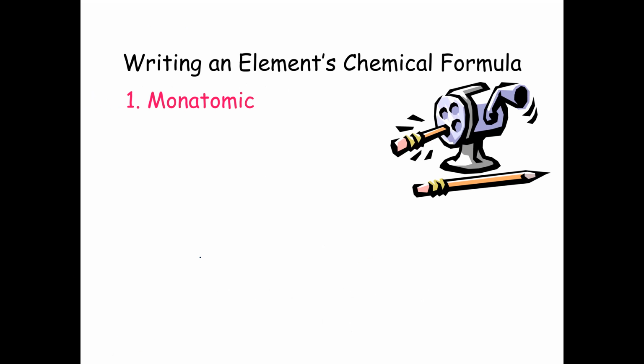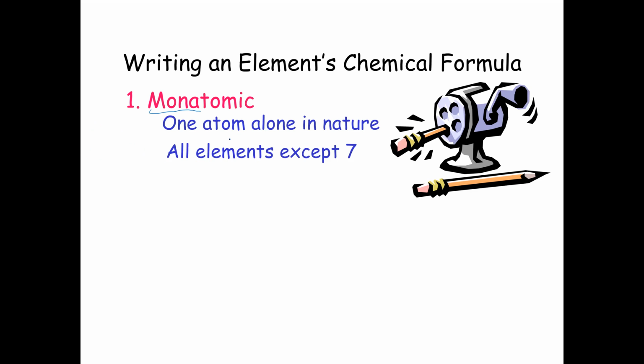So when we're writing an element's chemical formula, we have monatomic. Let's break apart words. The prefix mono meaning one, one atom alone in nature. All elements except for 7 on the periodic table are considered monatomic. So if you see a monatomic gas in a question, that's going to be referring to, from our periodic table unit, our group 18 noble gases.